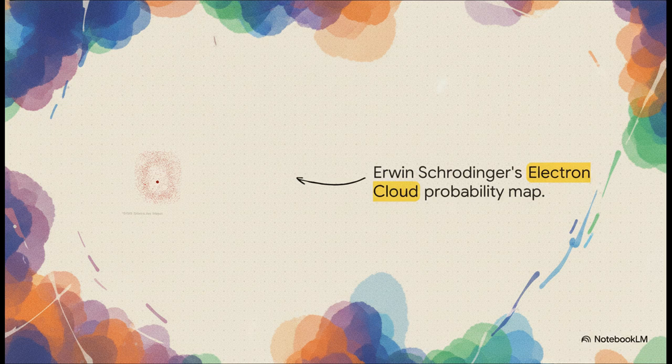You don't know exactly where any single bee is at any given millisecond, but you do know the general area where they're most likely to be hanging out. So we get this incredible visual of a probability map. The quantum cloud is just much denser wherever the electron is highly likely to be found.